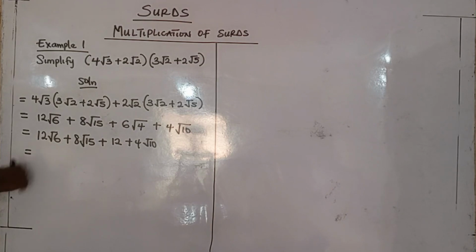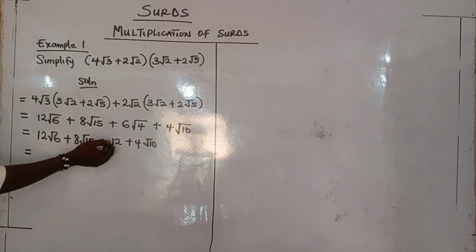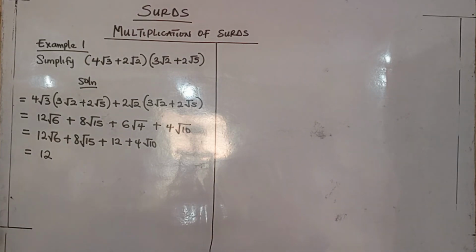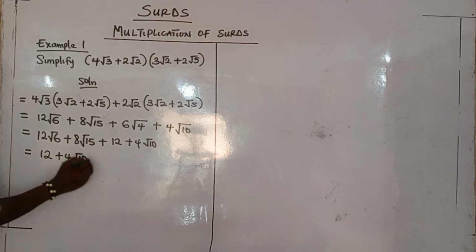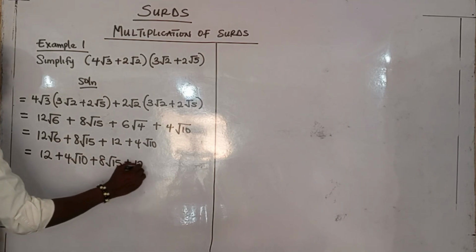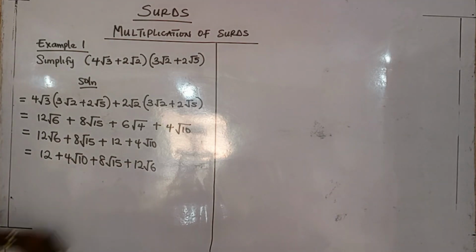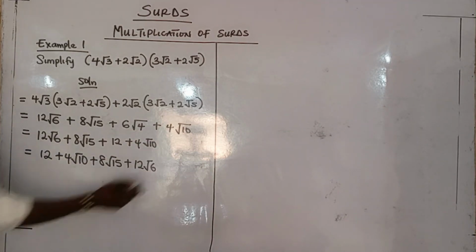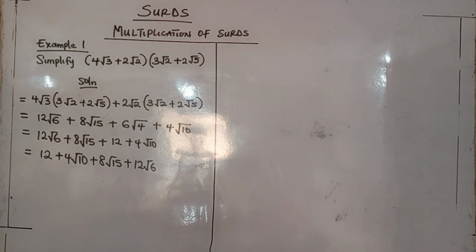So if we are to rearrange everything now, either you leave your answer like this, or you rearrange it and let the number come first, which is 12, plus 4 root 10, plus 8 root 15, then plus 12 root 6. Either you leave your answer this way or this way, you are very, very correct. Now, this is using the first bracket to multiply the second bracket.